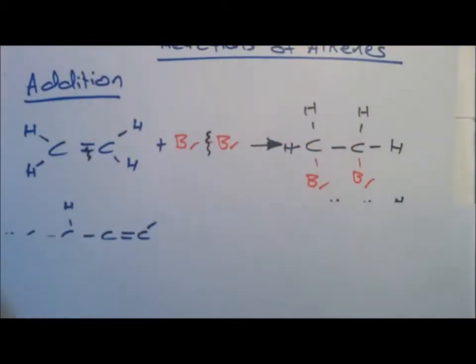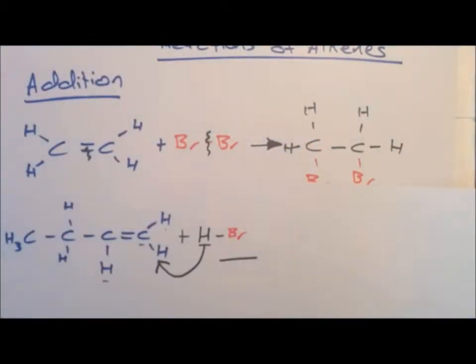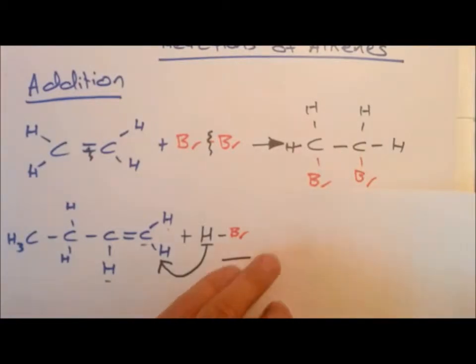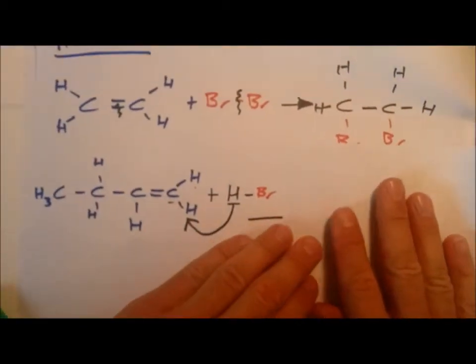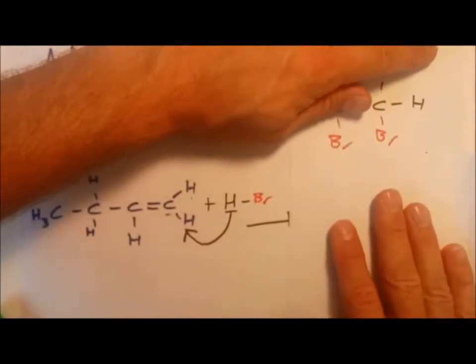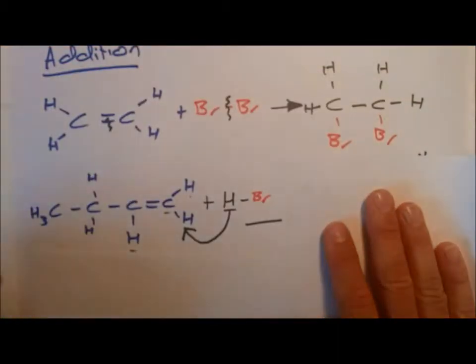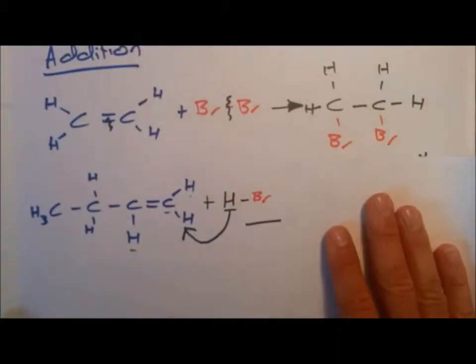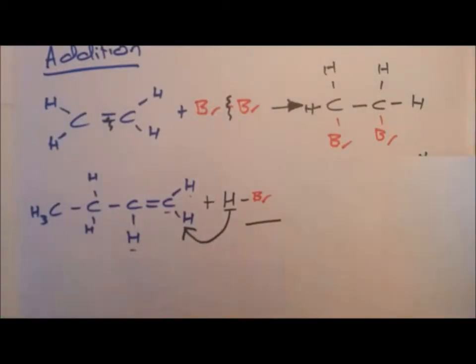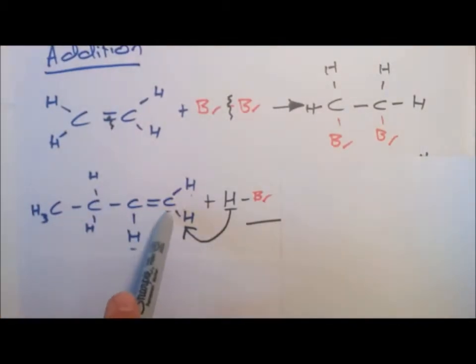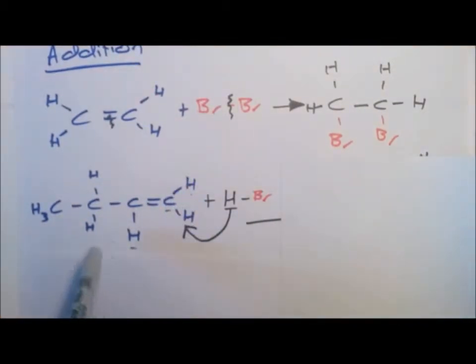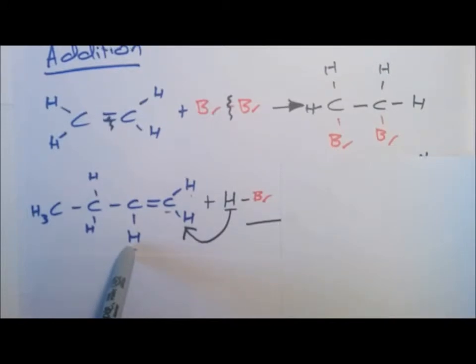The second one that we need to look at is the addition of HBr to an asymmetrical molecule or a not symmetrical alkene. So if you look at this one, we've got but-1-ene. So this carbon has two hydrogens on it. This carbon only has one hydrogen on it.